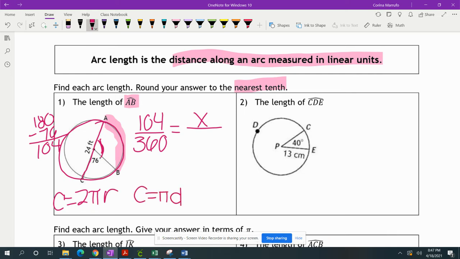In this case, they give us the diameter. It's 24, so when I plug it in, I get 24 pi. The full circle is 24 pi, so that's what I'm going to put here. They do want us to round to the nearest tenth. So I'm going to cross multiply: 104 times 24, and that gives me 2,496 pi.